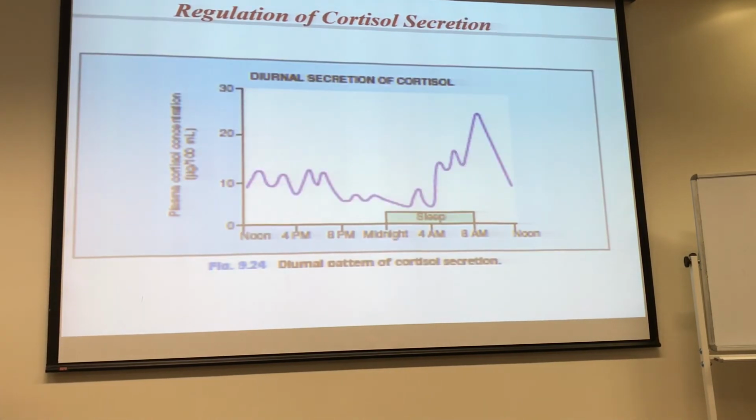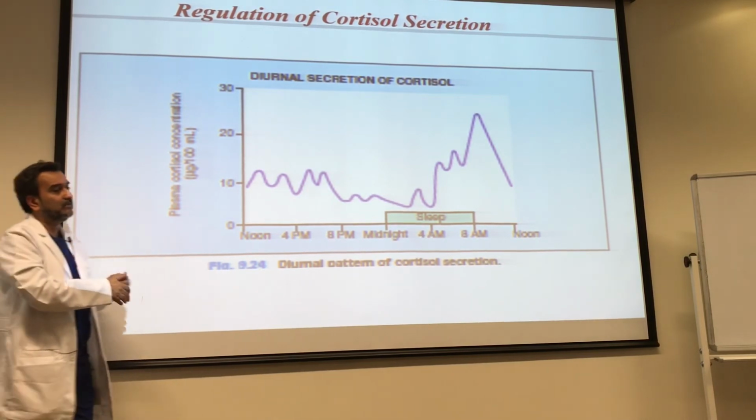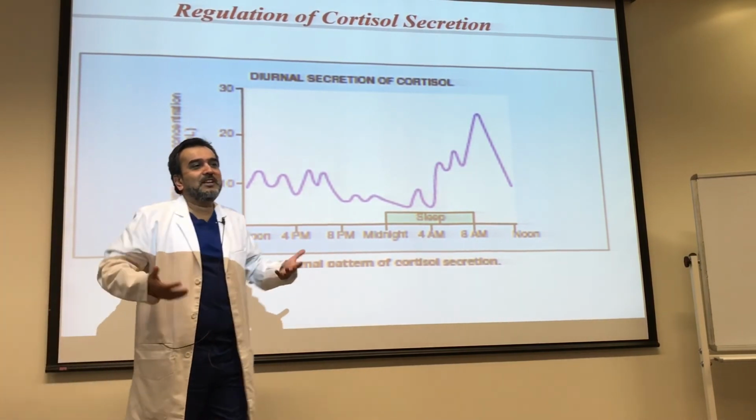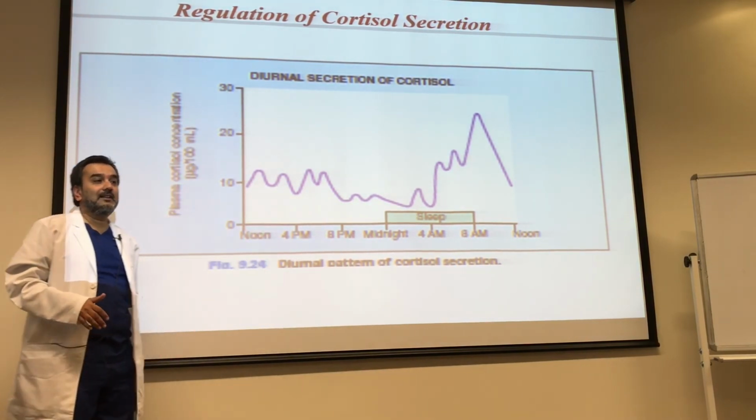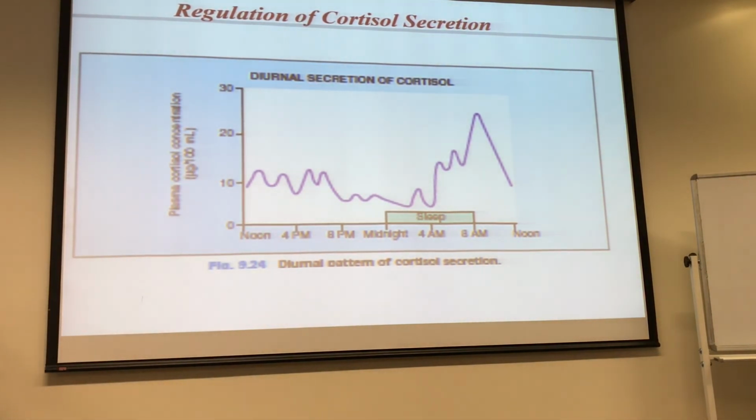If you see here, at noon time, this is the amount of cortisol. Just before sleep, you can see there is a dip, and just before awakening, there is a spike, the biggest spike which you see. That's why in the morning you feel fresh and you are ready to go, because you have high levels of cortisol, you have high levels of glucose in your system, so your energy is up.